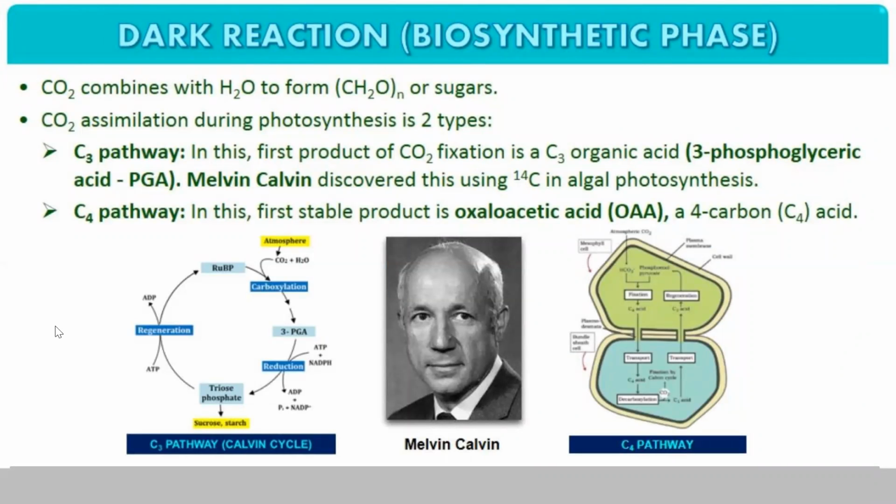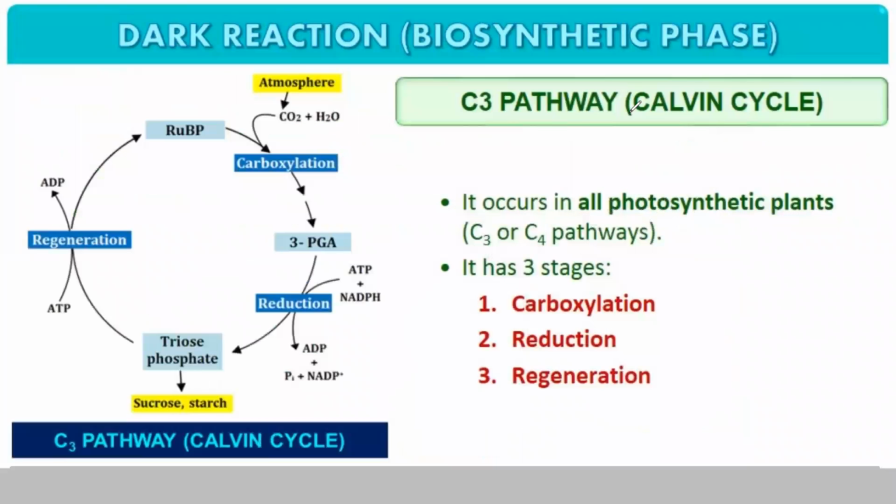Carbon dioxide assimilation during photosynthesis occurs in two ways. One is the C3 pathway, another one is the C4 pathway. The C3 pathway is also known as the Calvin cycle because Melvin Calvin discovered this cycle. The first product in the C3 pathway is 3-phosphoglyceric acid, which is a 3-carbon compound. And in C4, it is a 4-carbon compound, which is oxaloacetic acid. That's why the names C3 and C4 have been given.